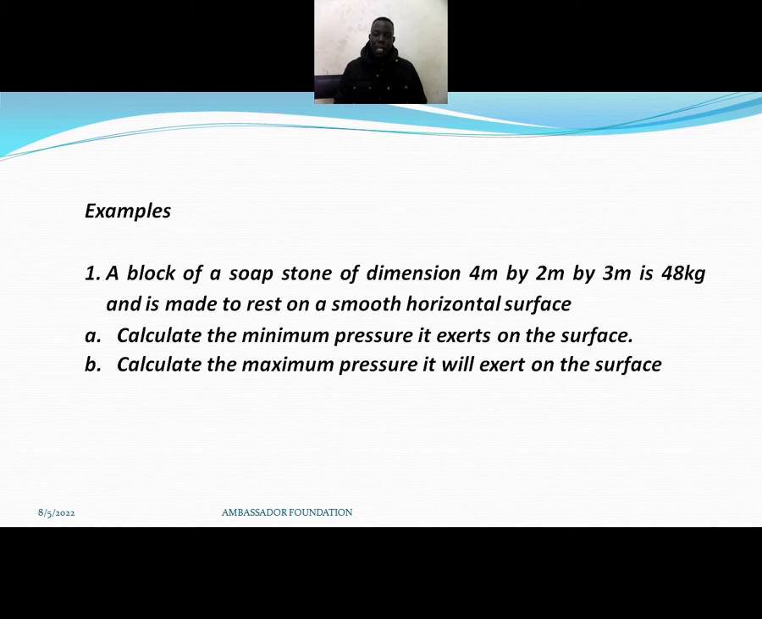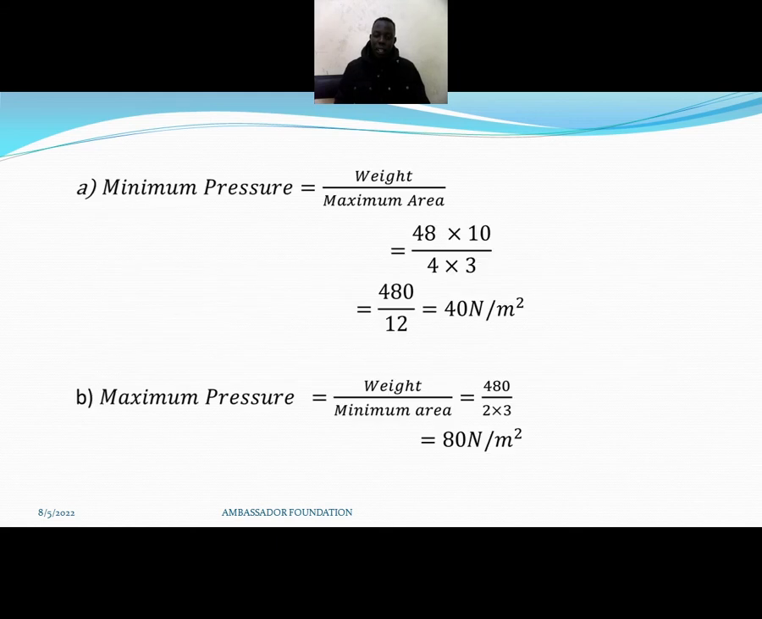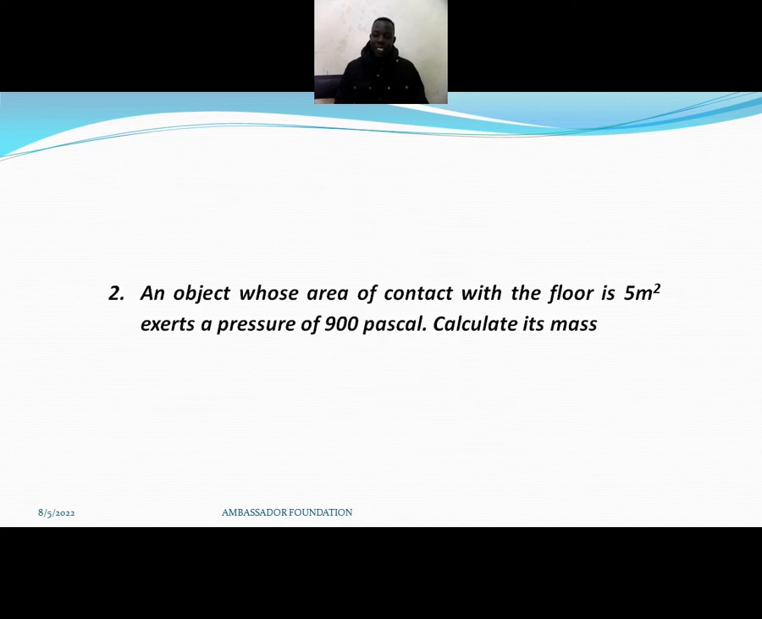Maximum pressure it exerts on the surface. Now, the maximum pressure will be given by the force, which is 480, or the weight, over the minimum area, which is 2 by 3. So 480, you divide by 6. That is how it should be. Even the workings there are just like I've done it.